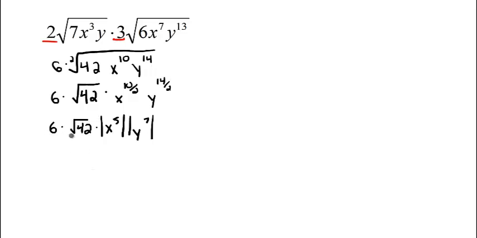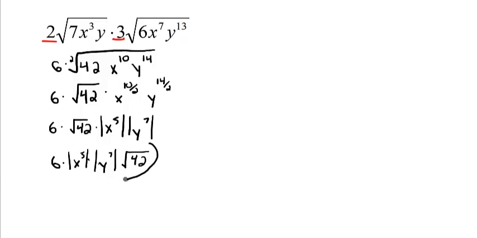I'm going to rewrite things so that it looks like more of standard form. I've got 6 times the absolute value of x to the 5th times the absolute value of y to the 7th, and we're taking the square root of 42 still, so we could write that at the end. And this is going to be our final answer right here.